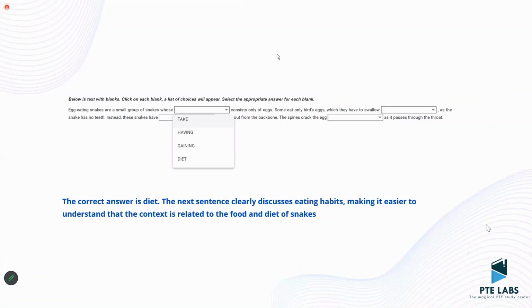I have an example over here. This is a real exam question. We took it from the tool. So here's a text with the blank. We are focusing on the first blank. Egg-eating snakes are a small group of snakes whose blank consist only of eggs. Now, when you read it, you have to understand the whole text is talking about eating habits, and this is particularly about the eating habits of these egg-eating snakes.